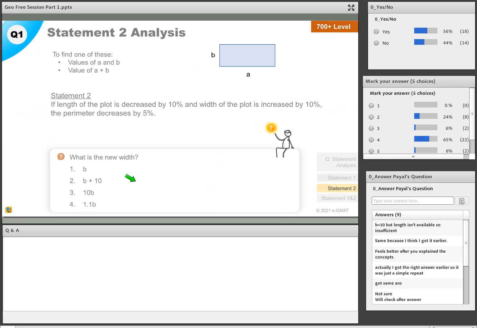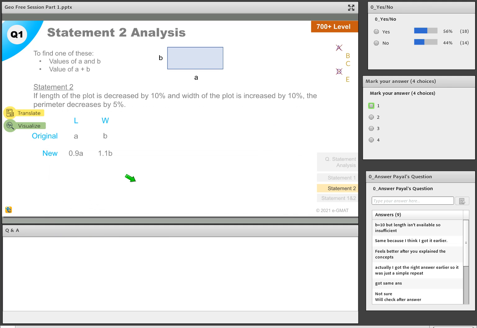Now we move to statement 2. Statement 2, again, translation is required. What is the new width here? Let me change the poll here. All right, so tell me, what is the new width? Yes, absolutely. The new width is 1.1b and the new length is 0.9a, right? The length of the plot is decreased by 10%, right?